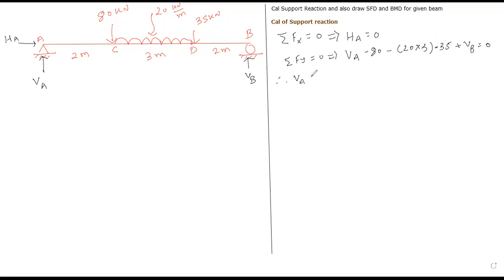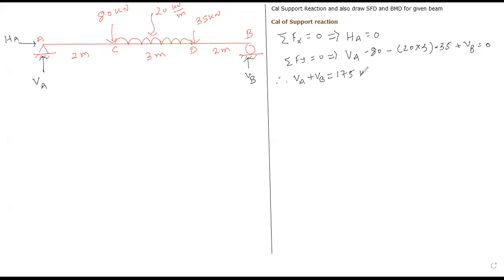Can anyone tell me the value of VA plus VB? Please be fast. If you give me answers on time, we are able to complete this example. Otherwise, we may need to skip this example. So the value will be 175. So VA plus VB equals 175 kilonewton. I hope it is clear.